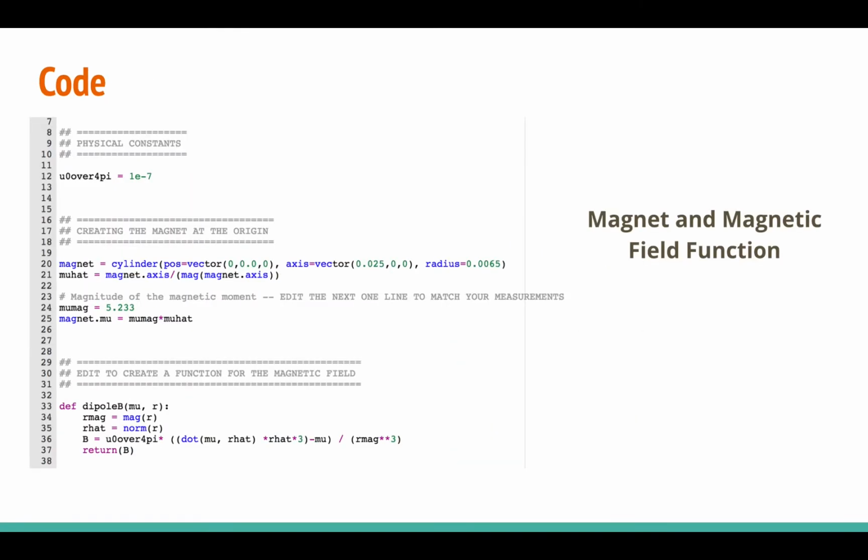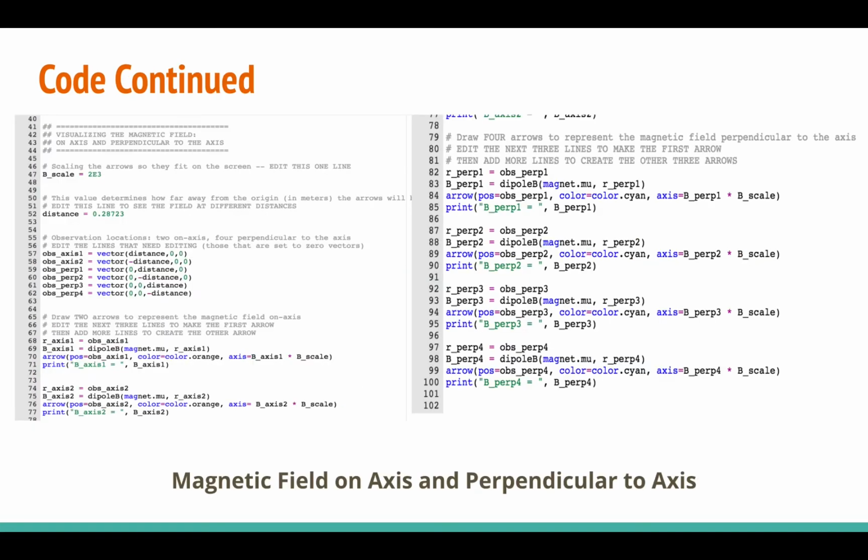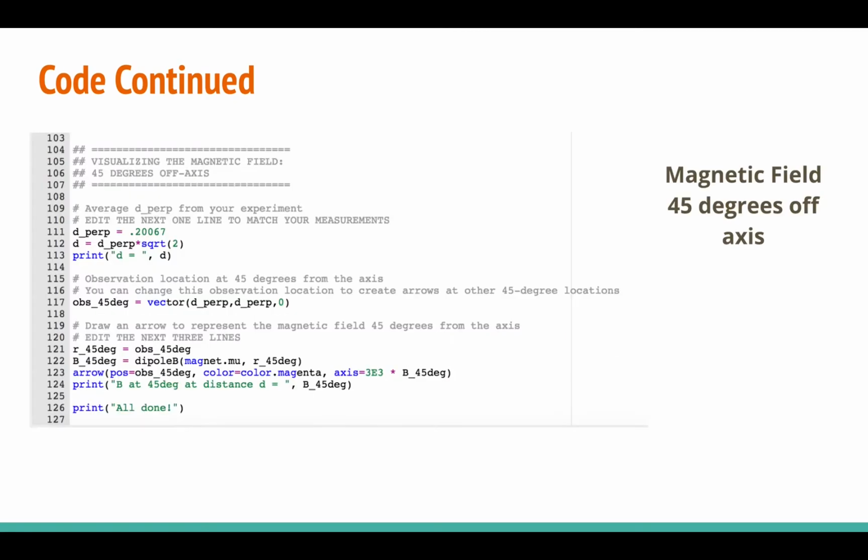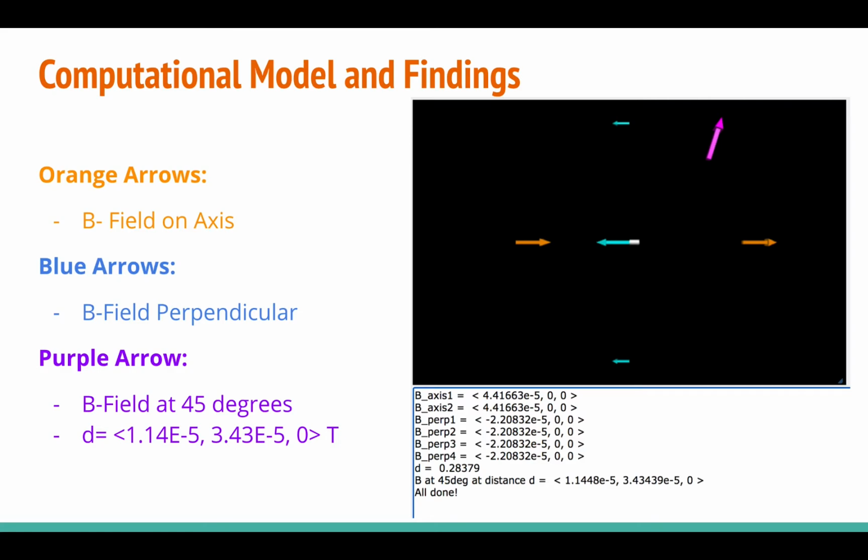In writing my code to create a computational model to represent these magnetic fields, I first defined constants and then the magnet and magnetic field functions using my previous calculations in the Biot-Savart law, which is shown here. Next, I wrote code to calculate the magnetic field and entered different observation locations, both on axis and perpendicular to the axis, and created arrows to represent these fields. Last, I did the same thing to calculate and represent the magnetic field 45 degrees off axis using the d perp that I calculated earlier. My computational model is shown here.